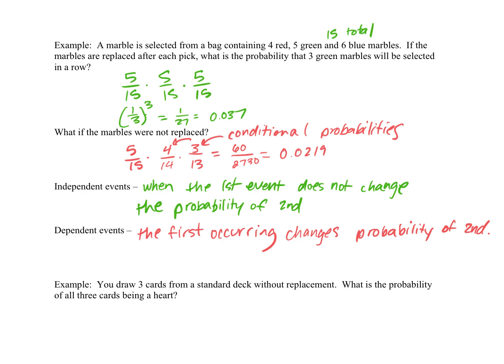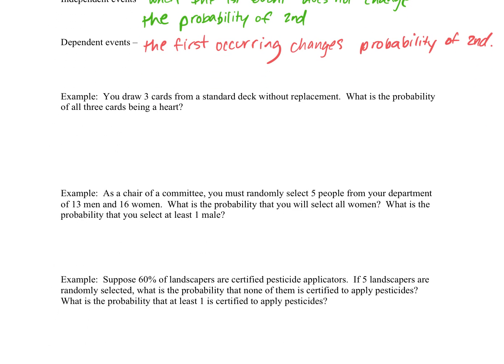All right, so let's do an example real quick. You draw 3 cards from a standard deck without replacement. What's the probability all the 3 cards will be a heart? Let's see. The first one, 13 out of 52 times. Without replacement becomes 12 out of 51, times 11 out of 50. Perfect.